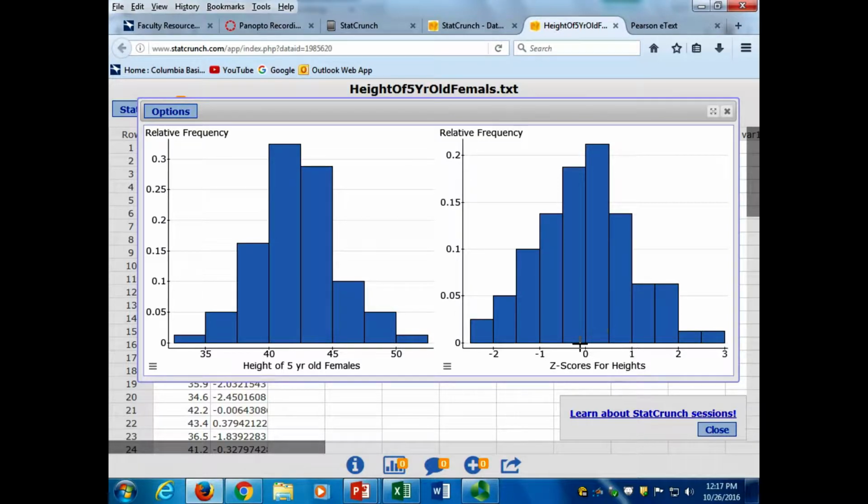Well, so some people are going to be above average. They'll have positive z-scores. Some people are going to be below average. They're going to have negative z-scores. Some people are going to be right around average. They're going to have small z-scores, right? So why is the center of the z-scores at 0?